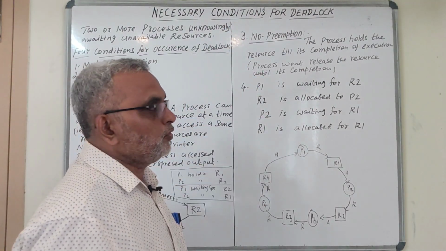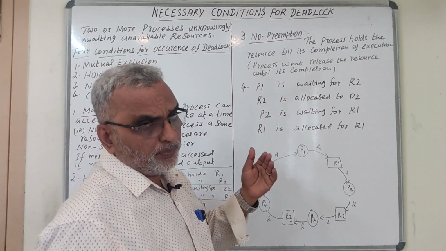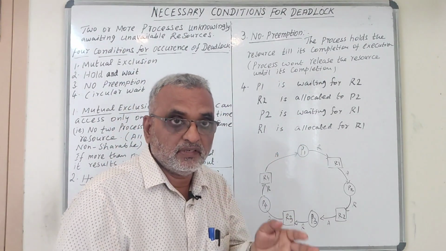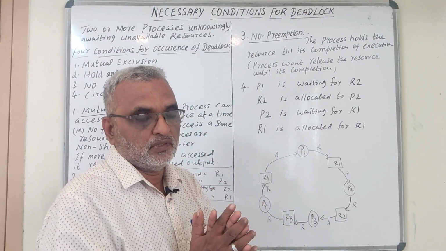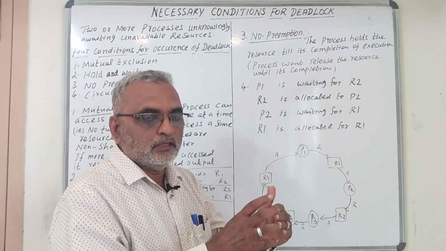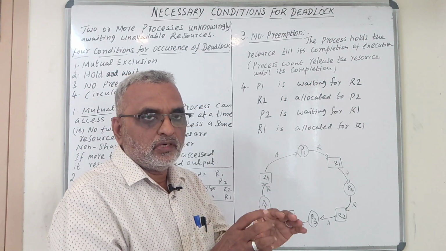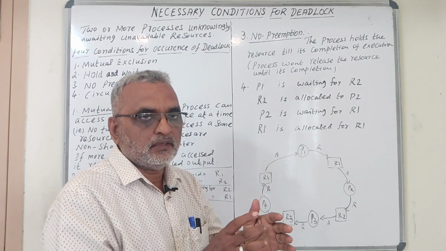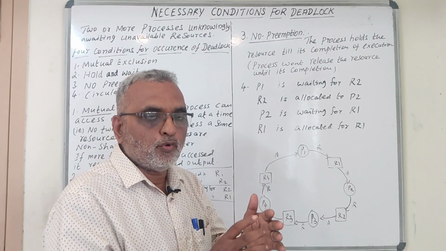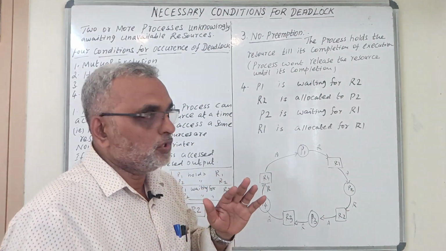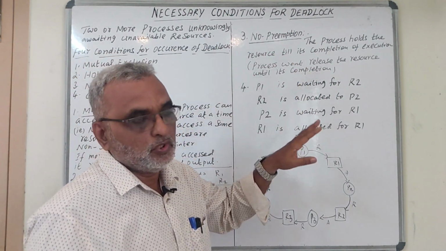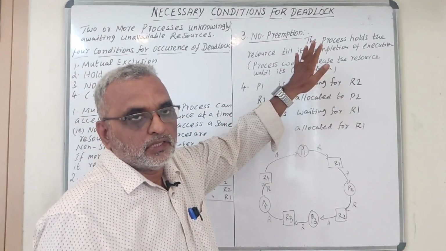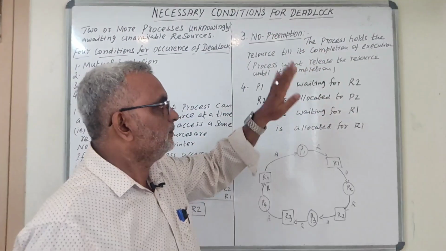The third one is no preemption. No preemption means the process holds the resource till the completion of its execution. It holds the resource, but it won't leave the resource in between. So till its completion, the resource will be occupied by the process. That is what is called no preemption. Even this being the case, the chance of getting deadlock is very high.